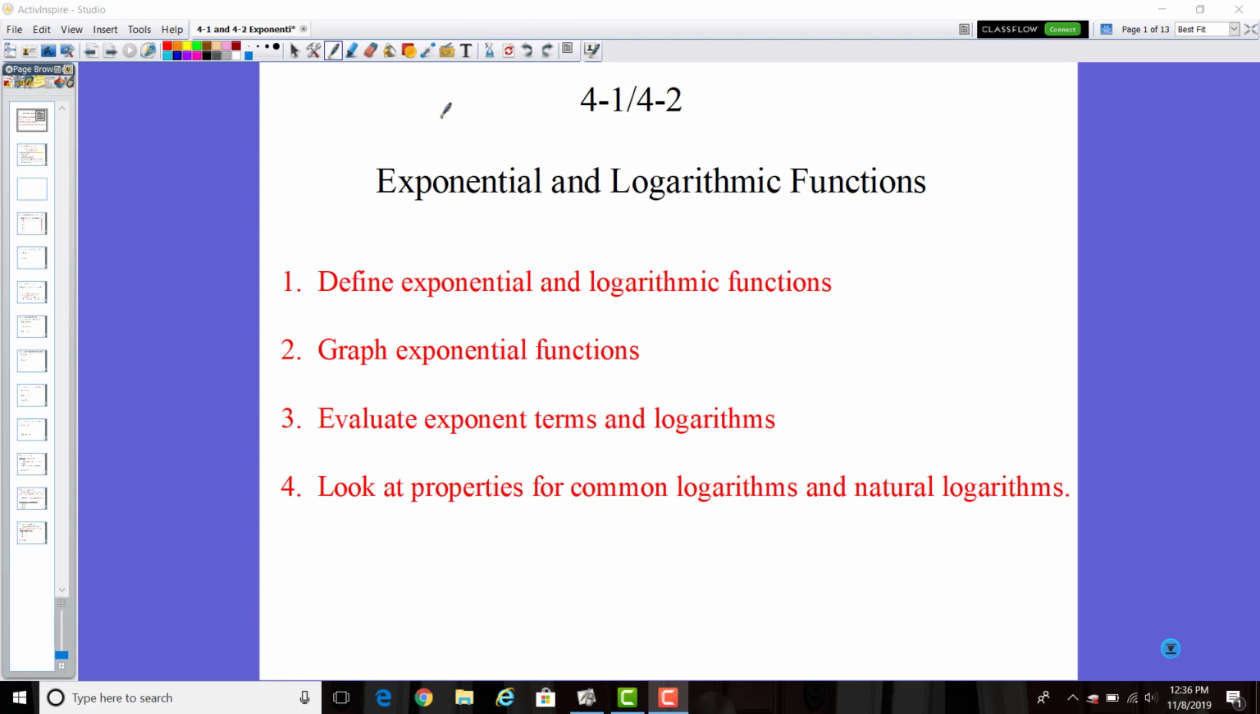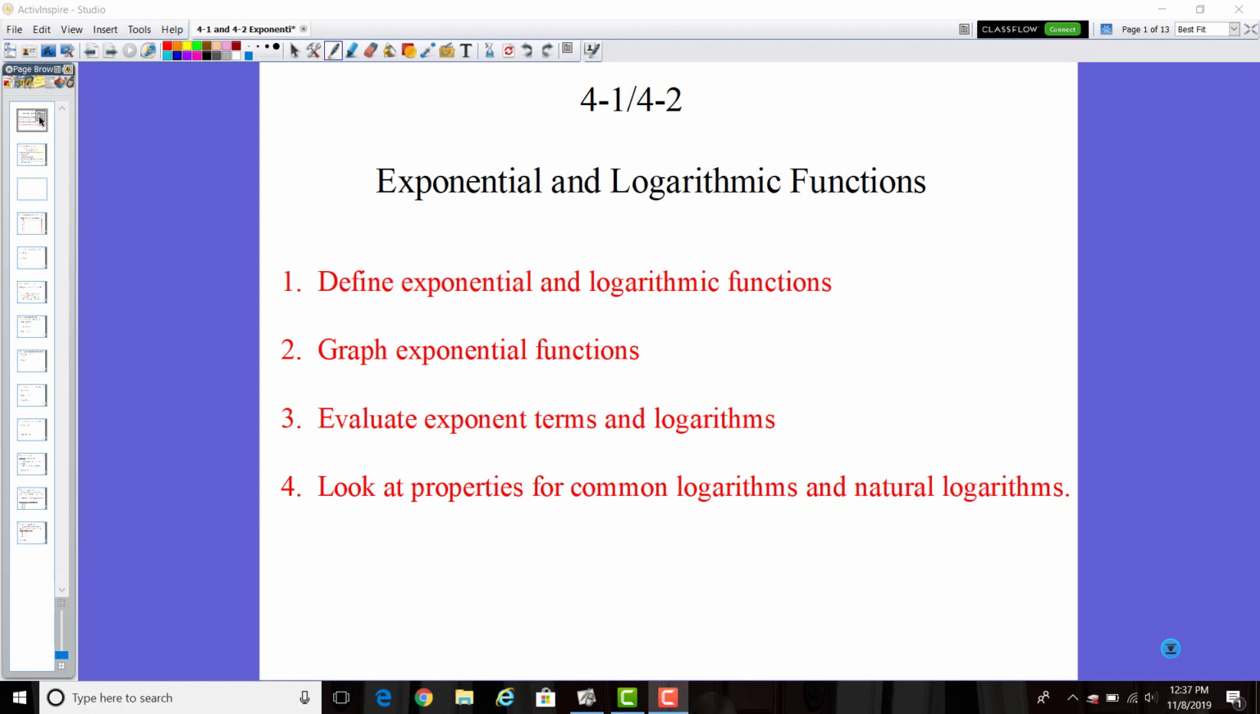Welcome to Chapter 4. Today we're going to focus on the first two sections of Chapter 4, looking at exponential and log functions. We've talked about some functions already, how to evaluate, how to graph, how to find intercepts. Today we're going to add two more functions to that toolbox, exponential and log. So you can read these goals here.